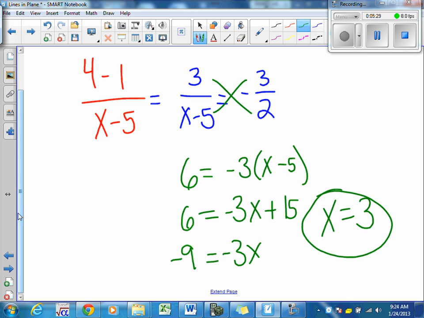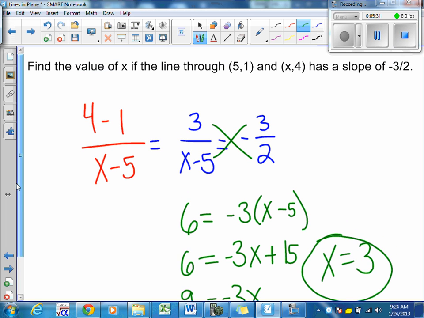And like I said, this is a nice whole number. You may have been able to figure 3 out right at the beginning, but on the harder ones, we're going to need to cross multiply.